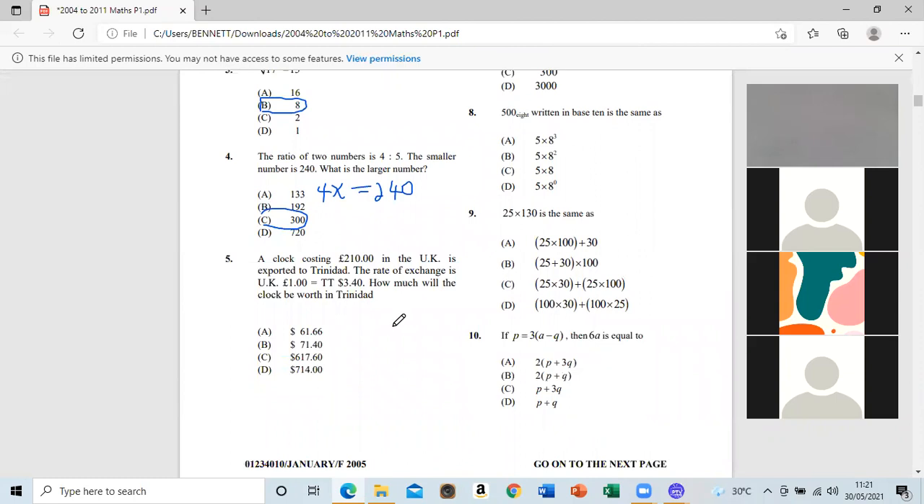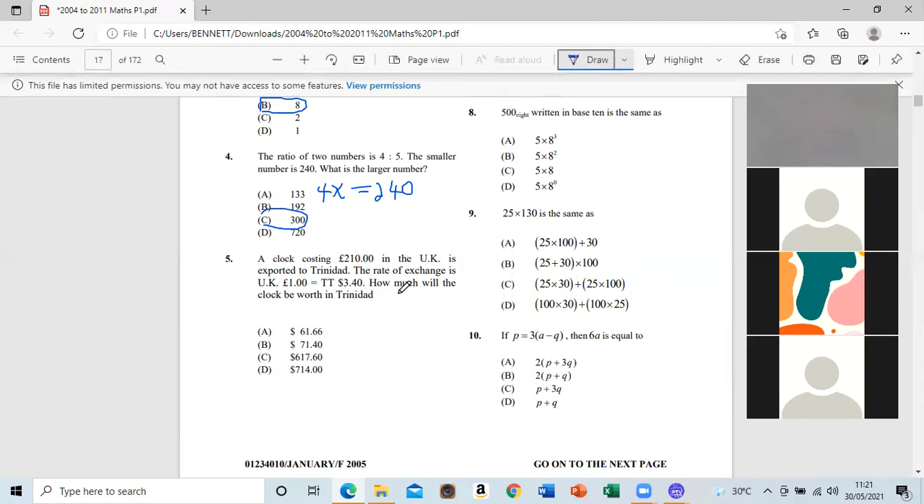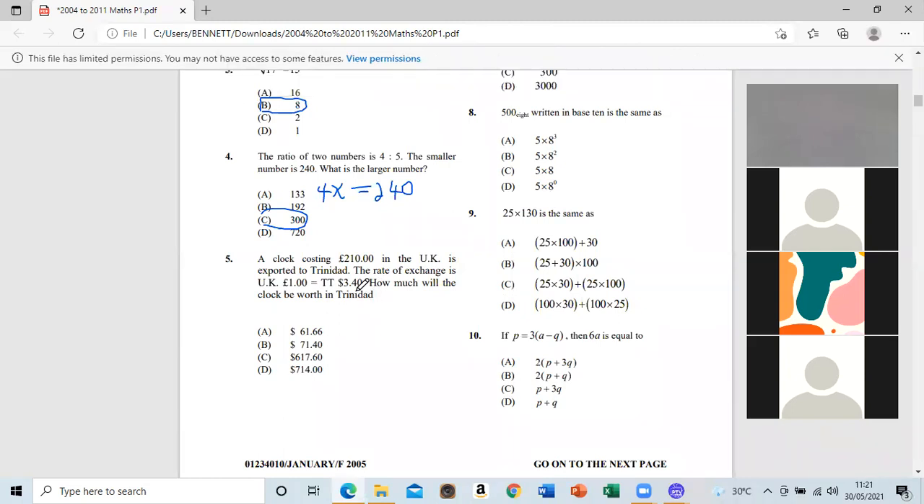All right, this one now. It says a clock costing 210 pounds in the UK is exported to Trinidad. The rate of exchange, so 1 UK pound is equal to $3.40. How much will the clock be worth in Trinidadian dollars? Would it be worth more or less? That's the question you have to ask yourself. Because this is a multiply or divide, you know.